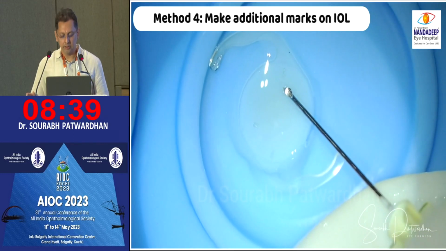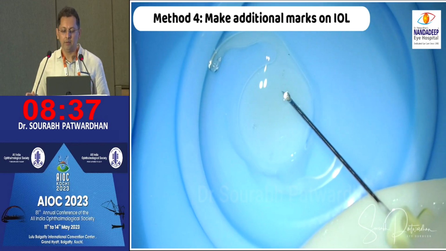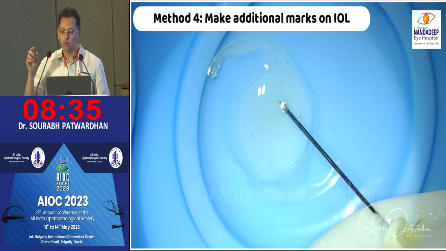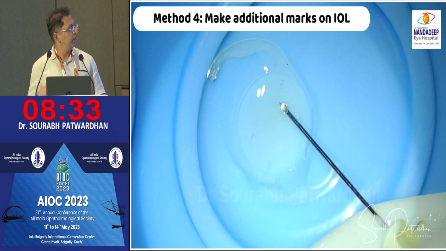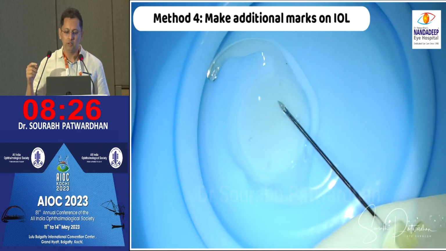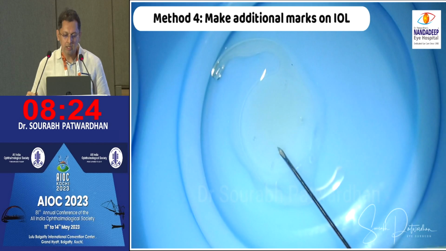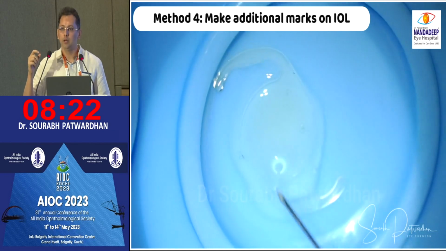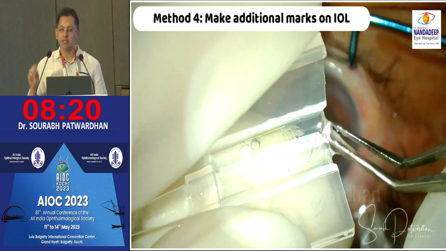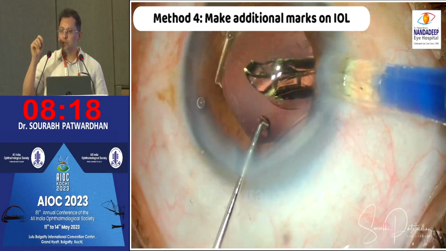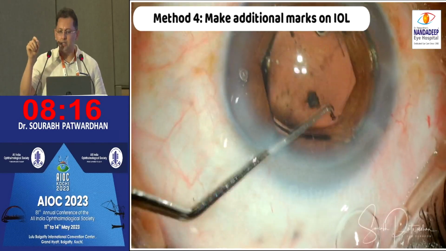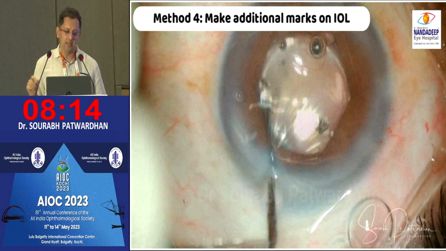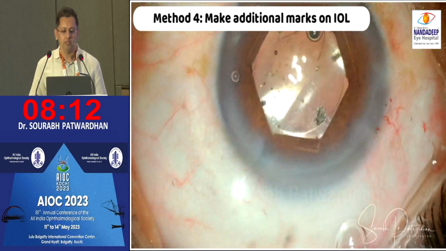So in such situations, what I do nowadays is that when I am expecting that the pupil is going to go down, I make these additional marks. I ask the manufacturer to add two marks on either side. These are around 3.5 to 4 millimeters apart. So even if you have a very small pupil at the end of the surgery, you can see those marks. You just have to touch the needle, you don't have to bury it. These are like little scratch marks and don't cause any visual disturbances.